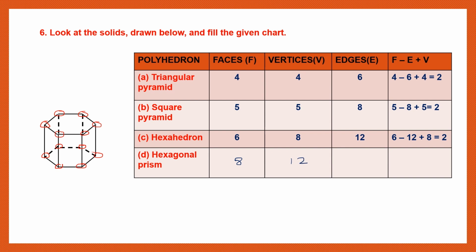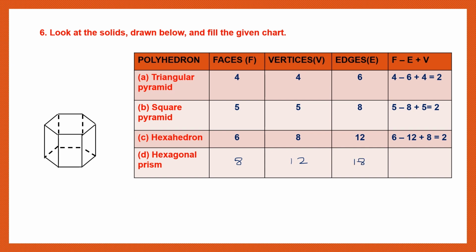Now we have to count the edges. So we have 1, 2, 3, 4, 5, 6. 6 are the standing up lines that you can see. Six edges. Now on top here, 7, 8, 9, 10, 11, 12. At the bottom, 13, 14, 15, 16, 17, 18. So the number of edges is 18.